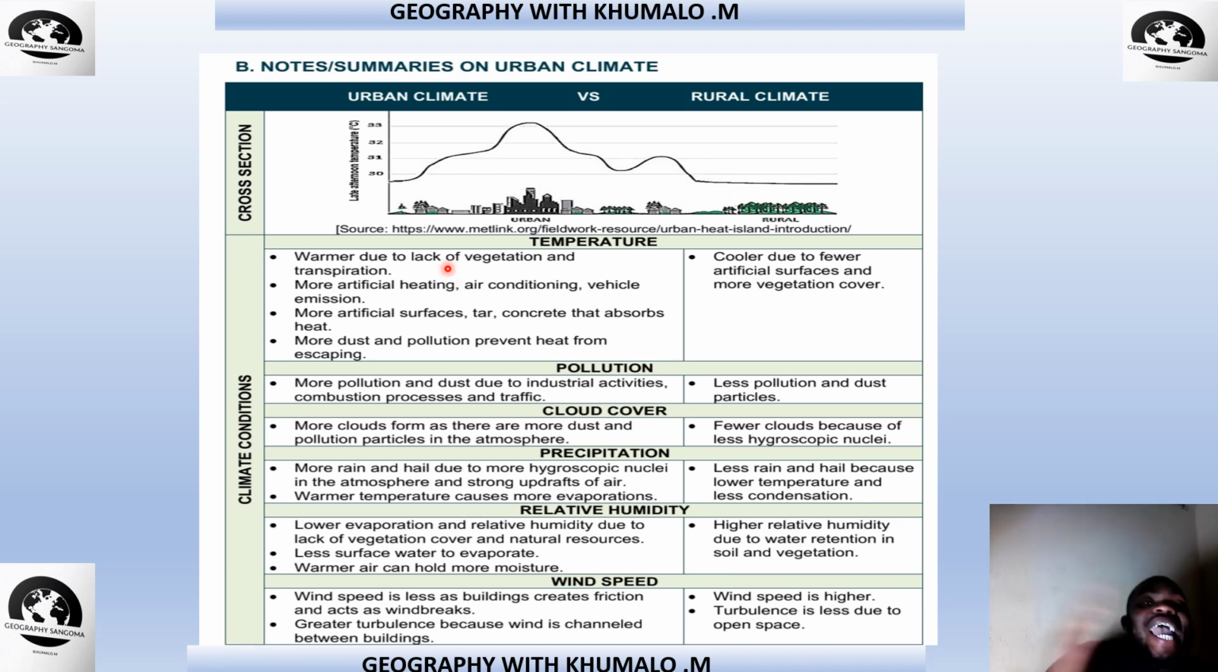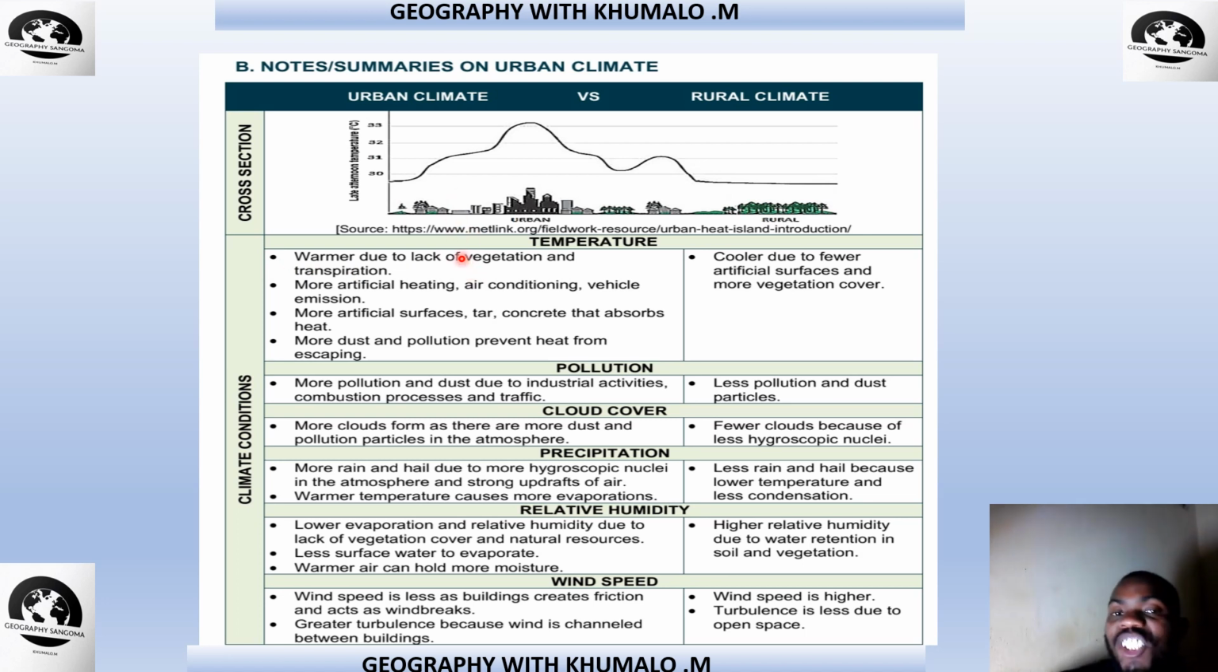So I am comparing in this table the rural settlement climate and the urban climate. So the rural climate and the urban climate, I'm comparing them. This side of the table is the rural climate, and this side is the urban climate. In the urban climate, the temperatures are warmer due to the lack of vegetation and transpiration.